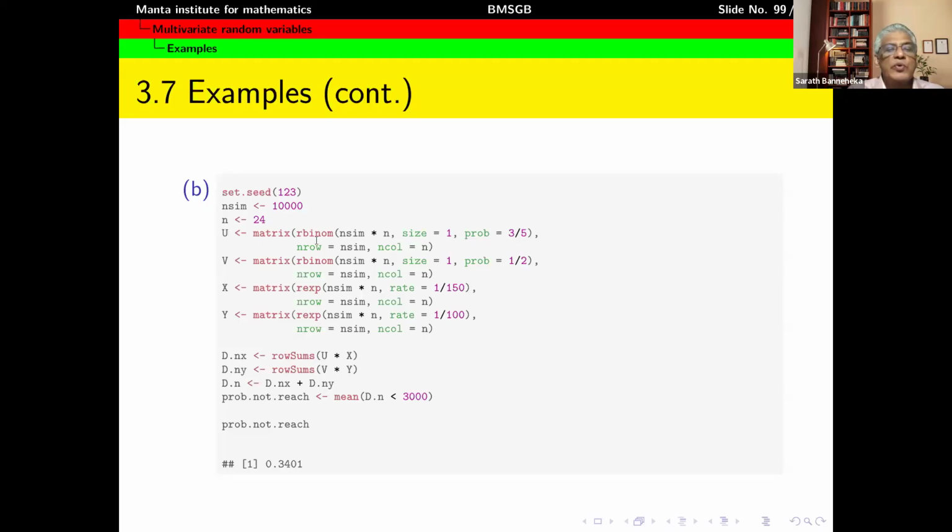So I'm going to consider NSIM, which is 10,000, times 24 random numbers from a binomial distribution with n equal to 1. So I want Bernoulli, right? Therefore it's a binomial with n equal to 1 and probability equal to 3 over 5. I'm going to put it in a matrix. That means the matrix will have 10,000 rows and 24 columns. So one row is actually a day, right?